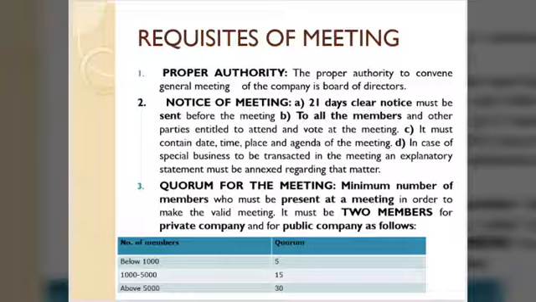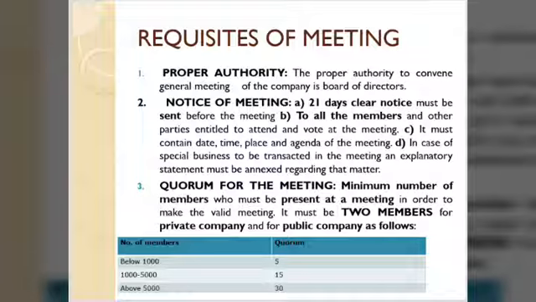Number 2 is notice of the meeting. What is notice of a meeting? To every shareholder or every member, a written notice, by email or directly by post, in any form, must be sent to every shareholder and every person eligible to attend the meeting. That is, a 21 days clear notice must be sent before the meeting to all the members and other parties entitled to attend the meeting and vote at the meeting.